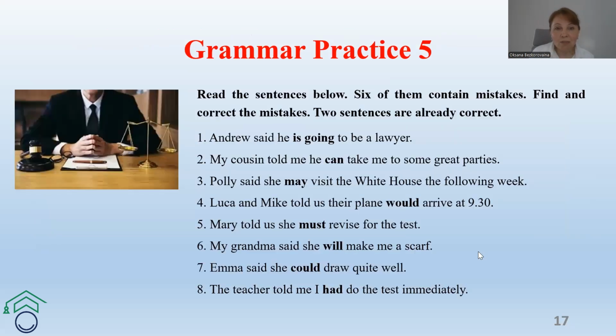So, and now let's read the following sentences. There are 8 of them. 6 sentences contain mistakes. We should find the mistakes and be careful because 2 sentences are already correct. Yeah? Who would like to read the first 2 sentences? And look for mistakes. Ira Prokopenko, you're welcome. "Andrew said he is going to be a lawyer." Andrew said he was going to be a lawyer. Definitely. We change is going to into was going to.